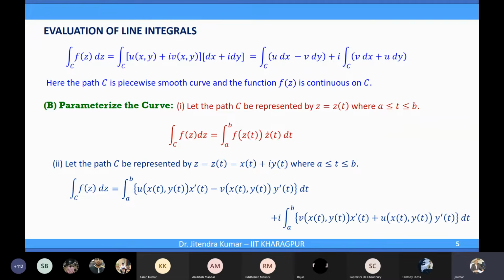So we have the two cases now. One, the equation is written in the parameterized form, or it is not. It is written just in the y = y(x) form. In either case, we are actually converting the integral to a real integral of one variable, and then we are integrating those like we do in real calculus.